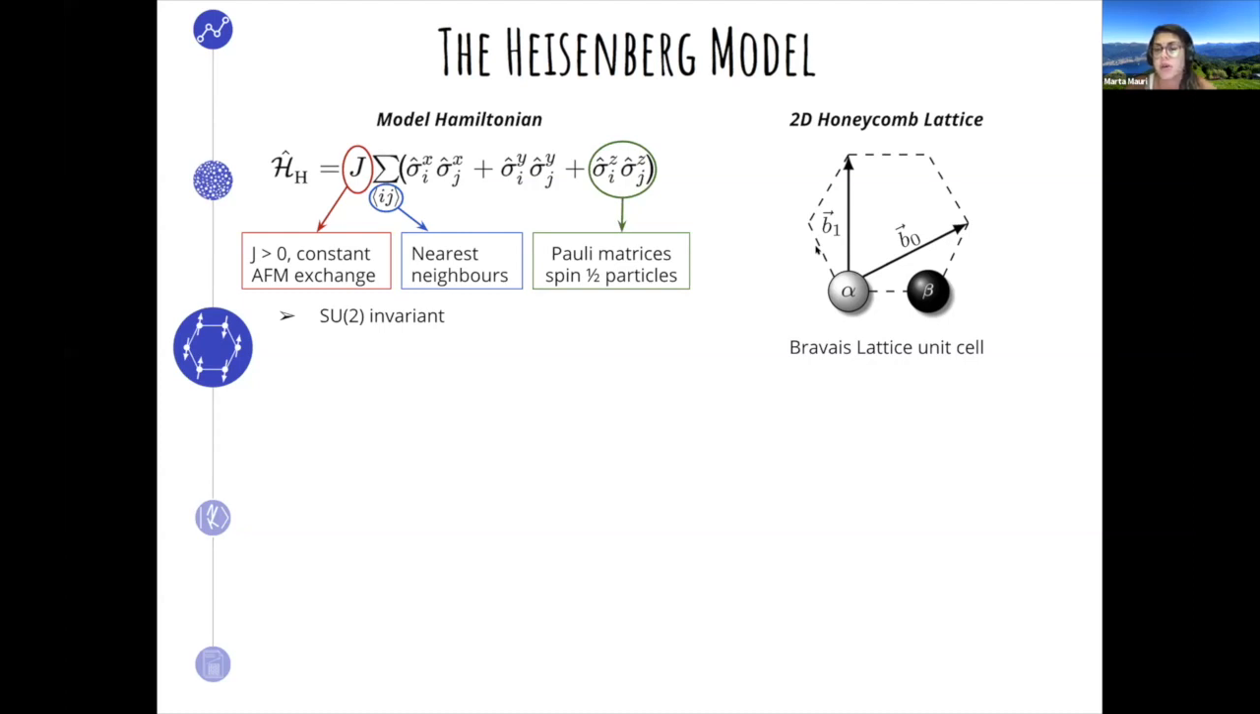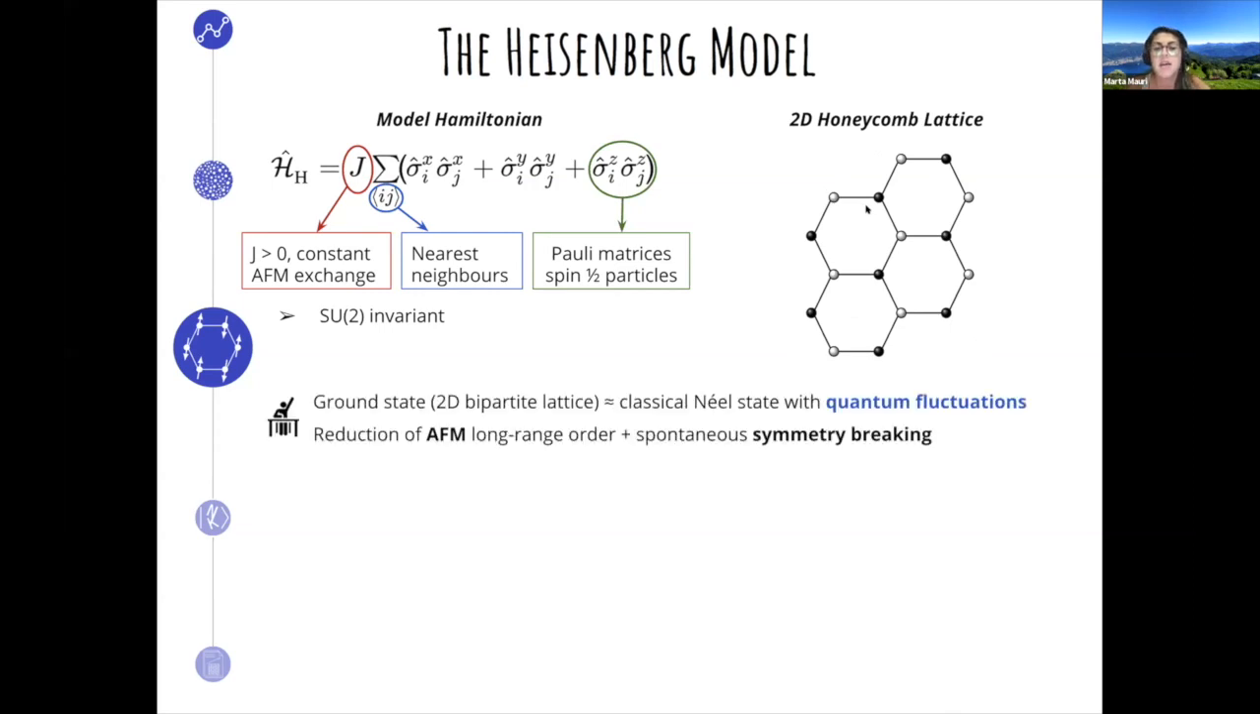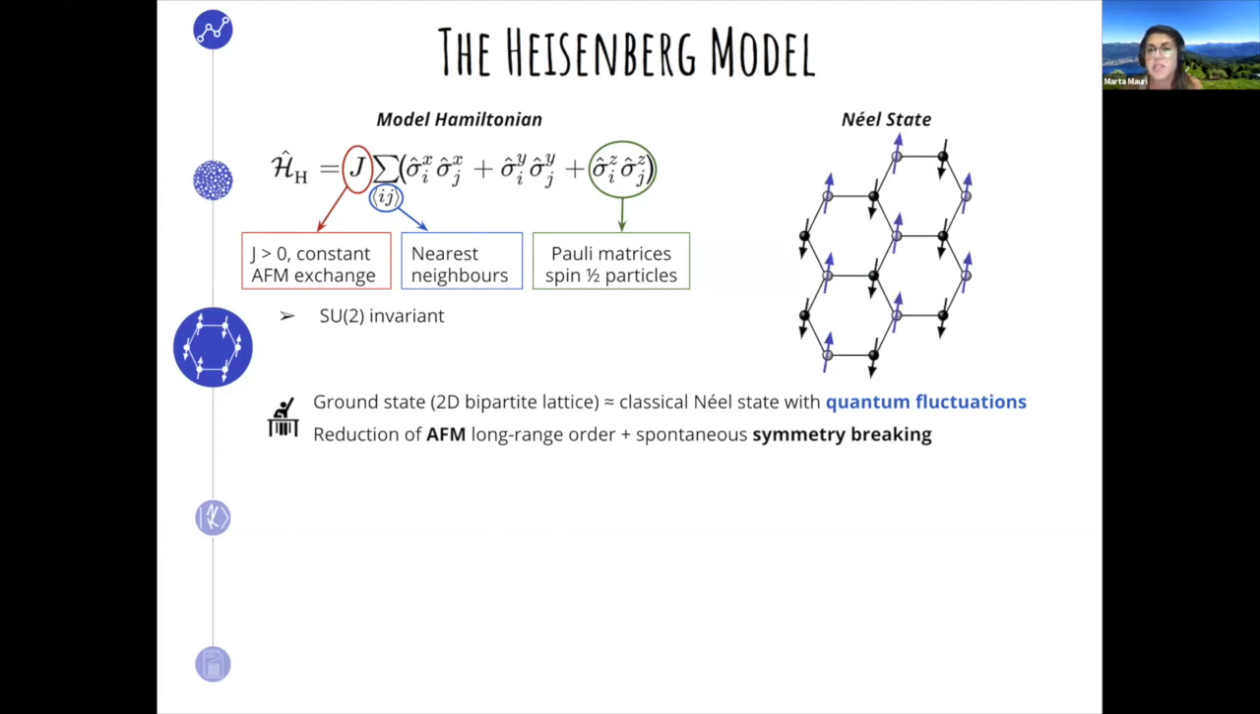So the system is SU(2) invariant, and this is a bigger representation of the lattice that we are considering. It is known that the ground state, in general, of a bidimensional bipartite lattice is the classical Néel state with quantum fluctuations. The classical Néel state is just the state in which the spins are anti-aligned, and the quantum Néel state introduces some fluctuations in this alignment between the spins, and the result of this is that the antiferromagnetic long-range order that is occurring in the ground state is reduced by the presence of these fluctuations.